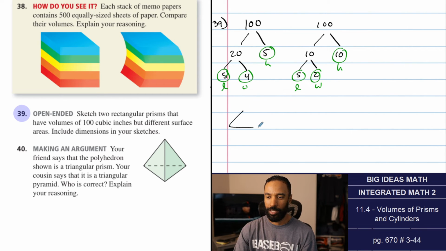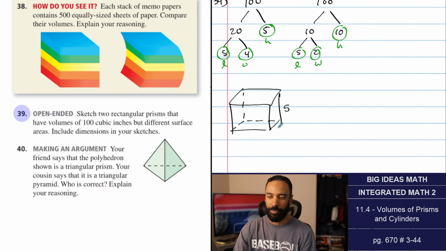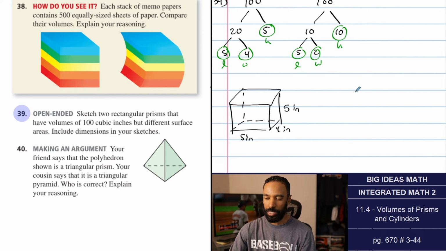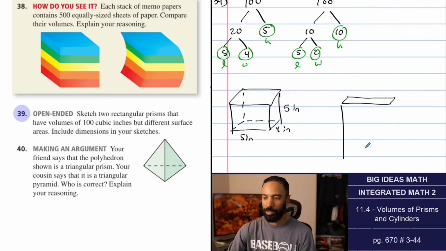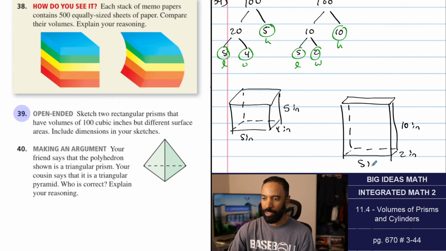Okay, I'm going to draw one of them here. And this has a height of 5, a length of 5 inches, and a width of 4 inches. And then this one here has a height of 10, where it has a length of 5 and a width of 2. So this is going to look different, like that. So this is 10 inches and 2 inches and 5 inches.